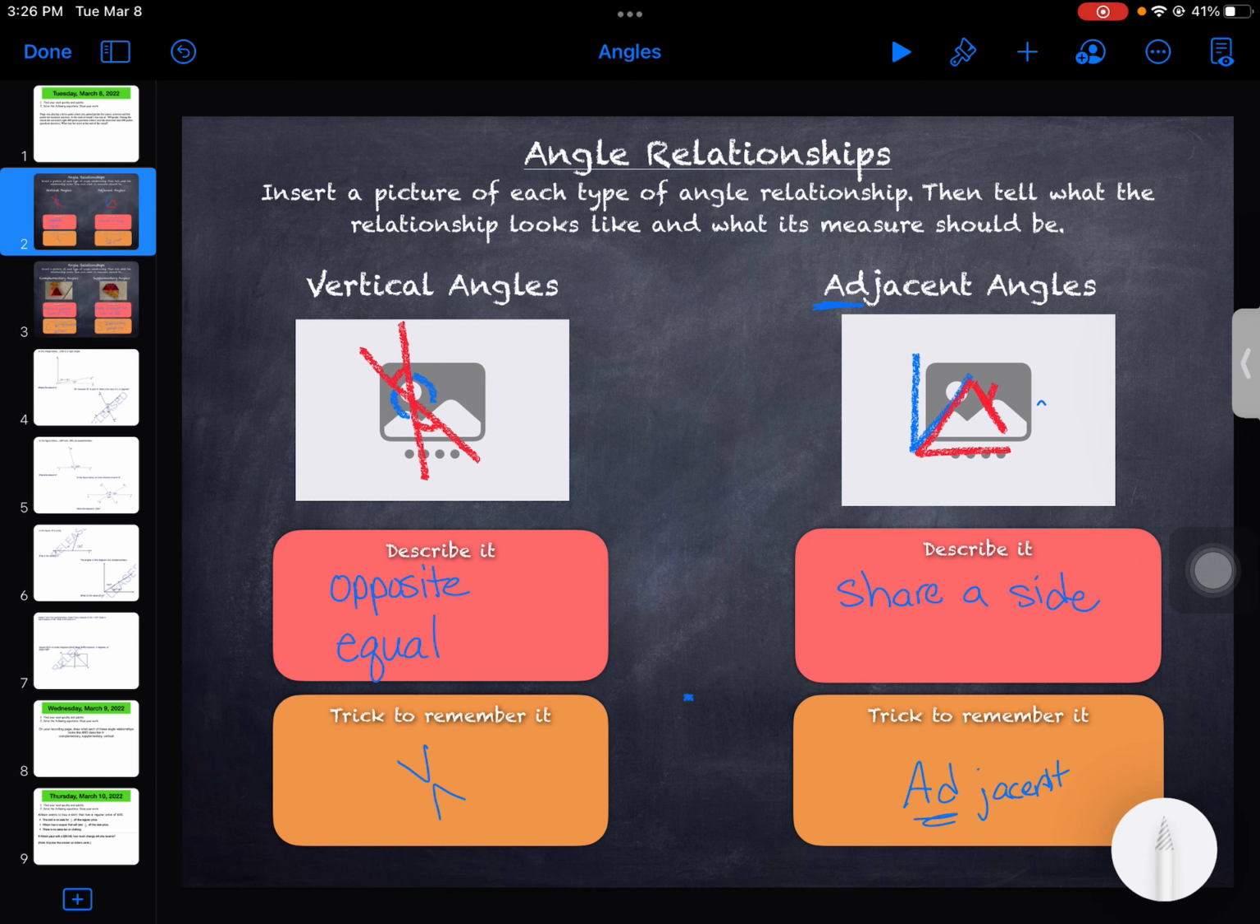All right, folks, so let's just review our angle relationships and a few examples before we take our quiz. So you have vertical angles. They create the X that you see, and they are opposite and equal. And then we just have, and this is not what you're going to see in a lot of things, adjacent angles. Remember, they just share a side.